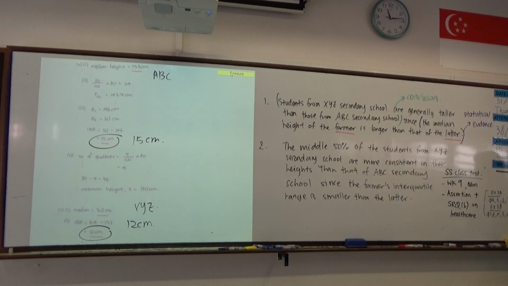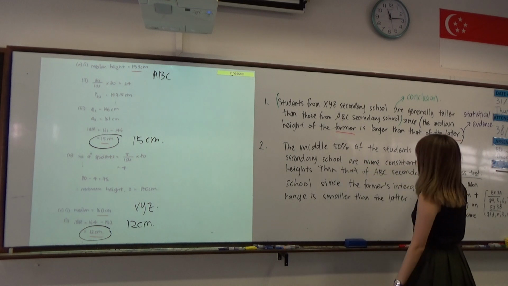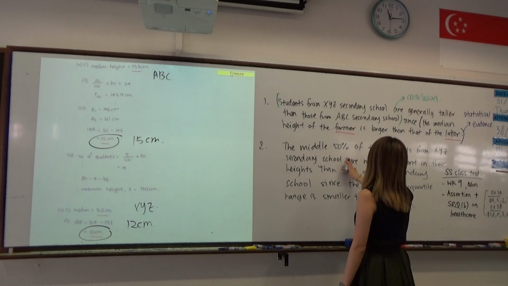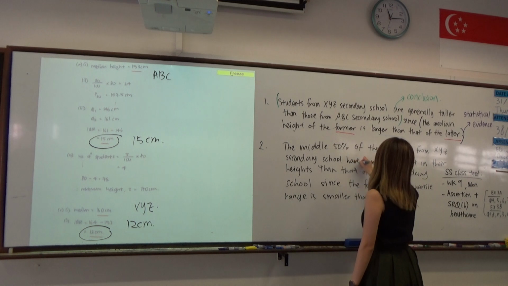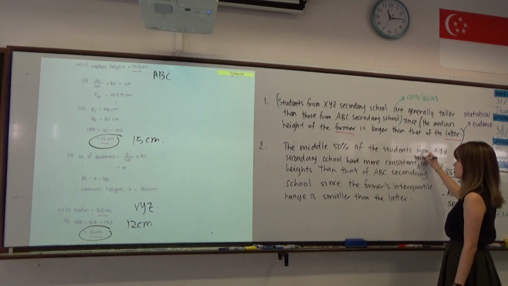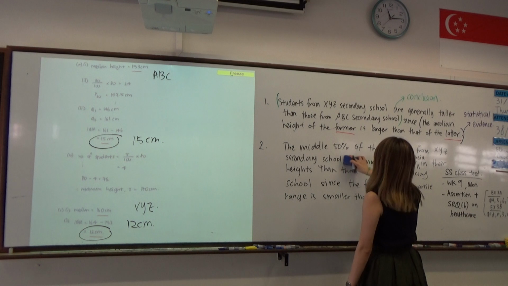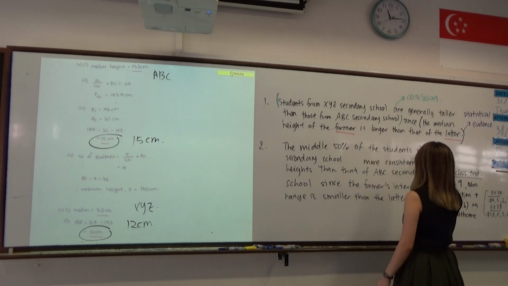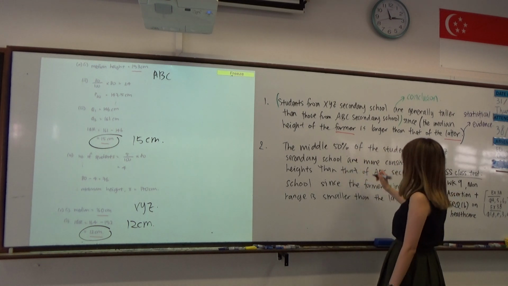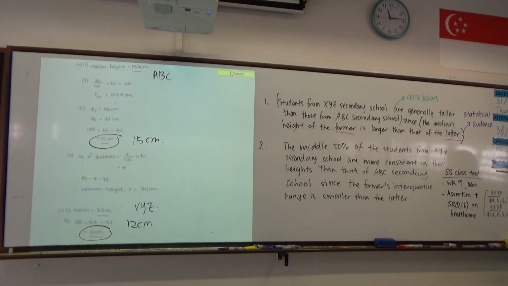Okay, so because the interquartile range only focuses on the middle 50%, we will say that the middle 50% of the students from XYZ have heights that are more consistent. Students from XYZ are more consistent in their heights than that of ABC secondary school, since the former's interquartile range is smaller than the latter. Okay?